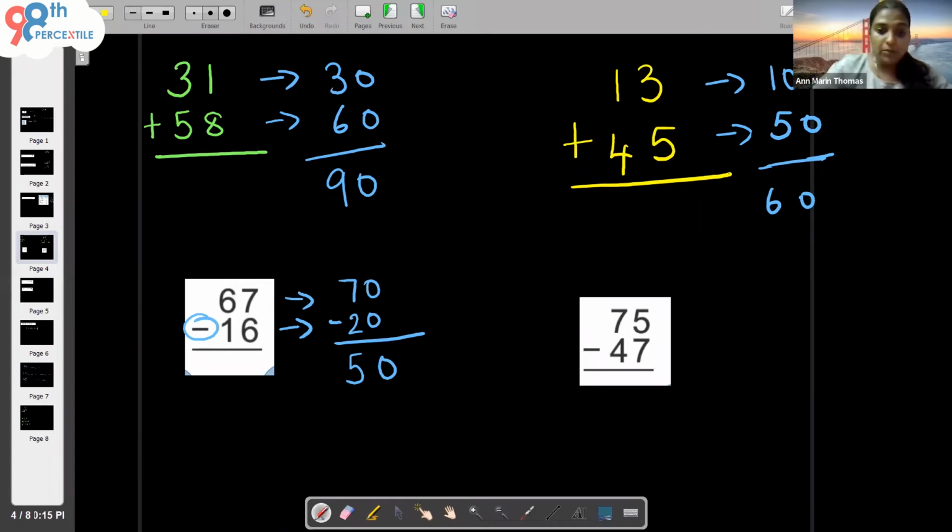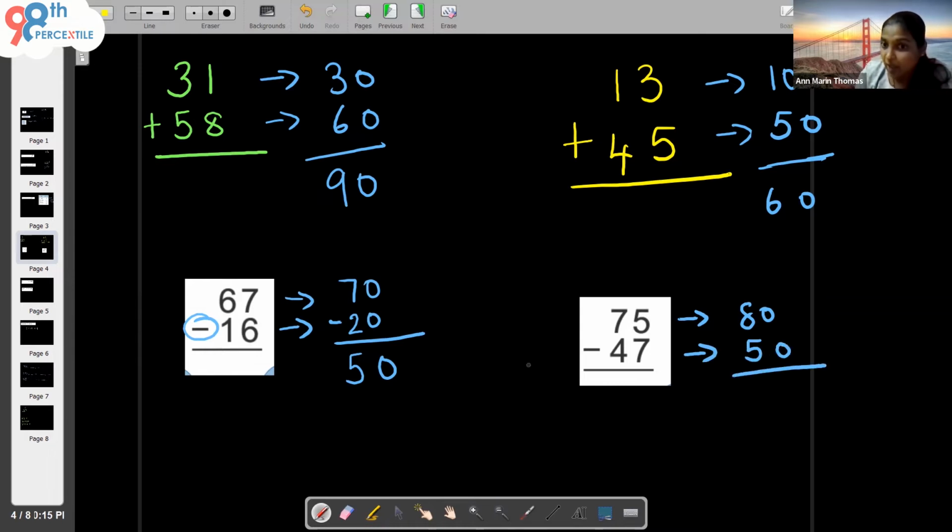All right, let's do one more example here. We have 75 minus 47. So now you have to round the nearest 10 to the number 75 and 47. Let's do that. Okay, 75 rounding it to the nearest 10 would be 80. And then we have 47 to the nearest 10 would be 50.